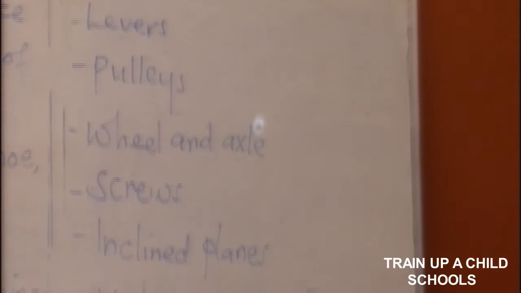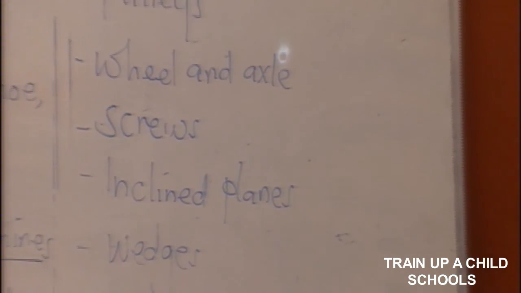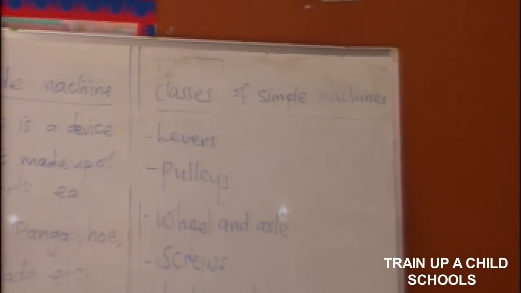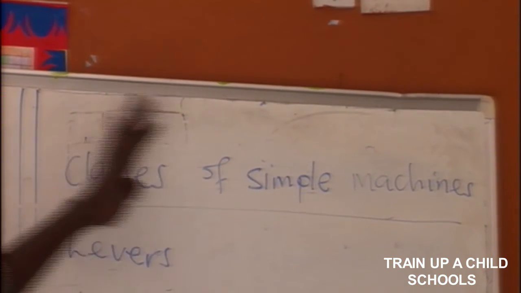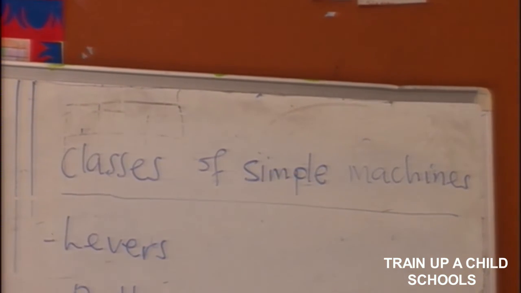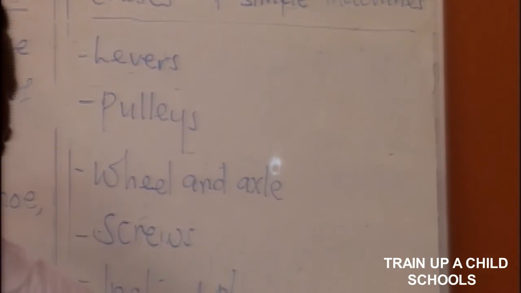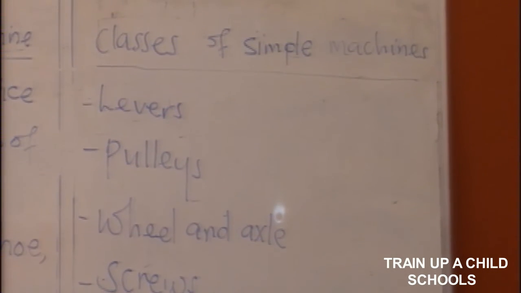So these are the classes of simple machines. They are not examples of simple machines. Neither are they examples of complex machines. They are classes of simple machines. These are classes, the groups, the categories. We have the levers, pulleys, wheel and axle, screws, inclined planes, and wedges. Basically, those are the classes of simple machines we have.